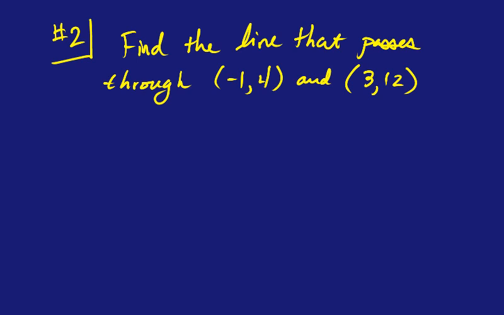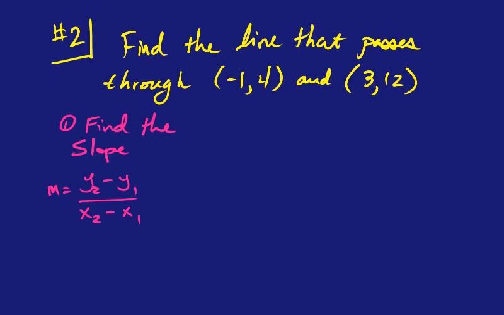And so as long as you have 2 points, you can find the equation of that line. And it's a 2-step process where the first step is you need to find the slope. And remember, the way we find the slope is m equals y2 minus y1 over x2 minus x1, the change in y over the change in x. And so here we go, 12 minus 4, because those are our y values, and then divided by 3 minus, then I'm going to use parentheses, -1.